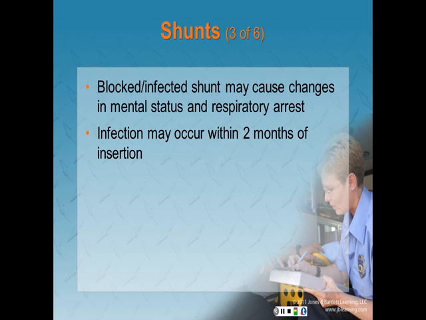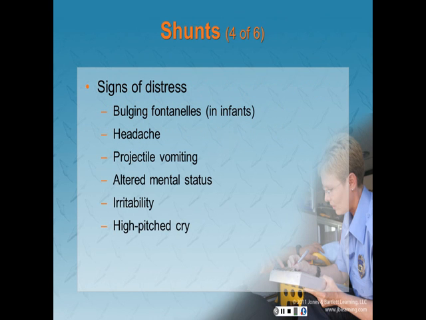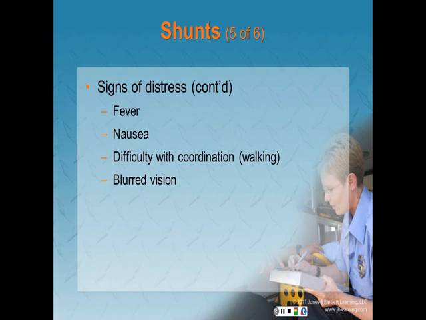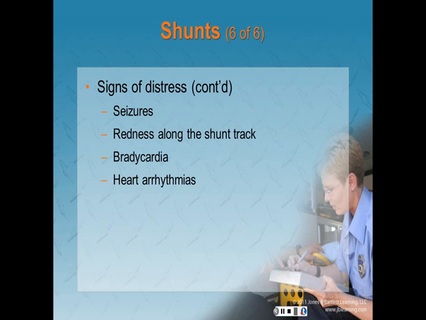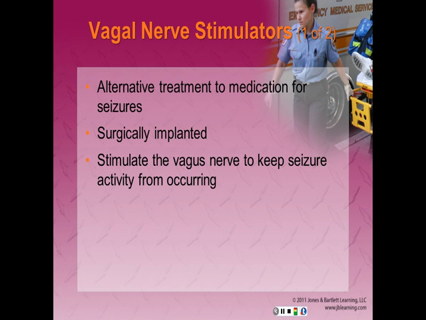You may see changes in mental status and respiratory arrest may occur, and infections generally occur within the first 2 months after shunt insertion. Some signs of distress include bulging fontanelles in infants, headache, projectile vomiting, altered mental status, and irritability, as well as a high-pitched cry, fever, nausea, difficulty with coordination and walking, or blurred vision. Also seizures, redness along the shunt track, bradycardia, and cardiac rhythm disturbances.